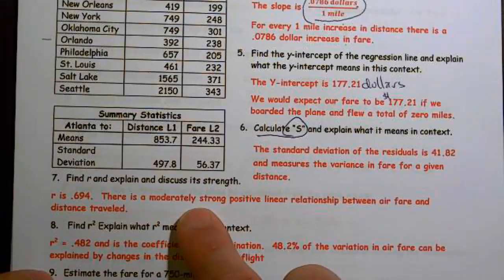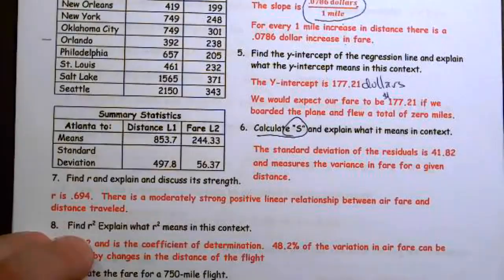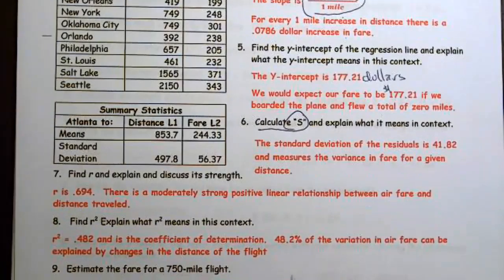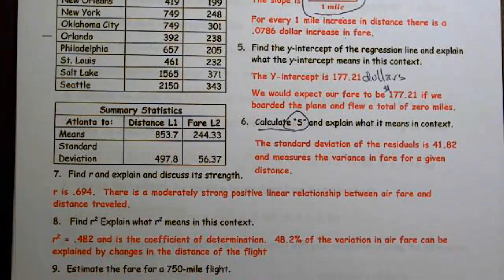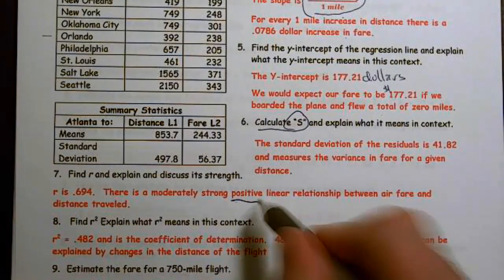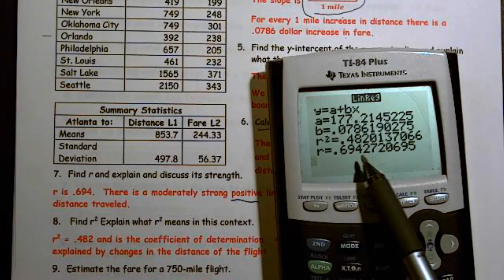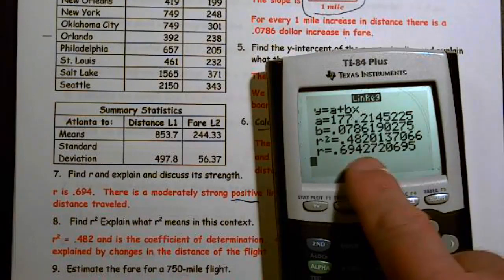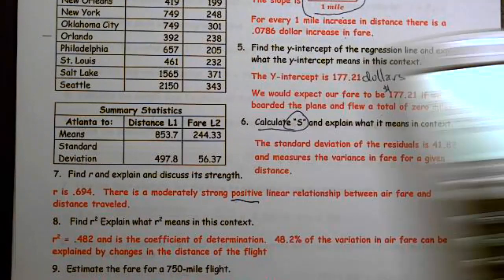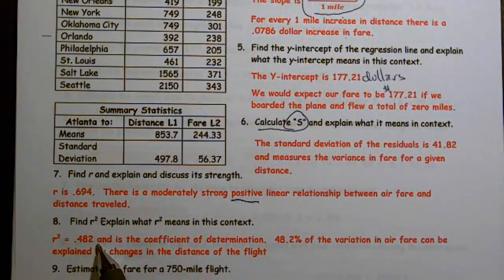So there's a moderately strong, because this falls into that category of being between 0.40 and 0.75, moderately strong positive, always need to give the direction. If it had been negative, we'd say negative. Linear relationship between airfare and distance traveled. They also gave us R squared, but really R squared is just 0.694 squared. So if I take the 0.694 and square it, I'm going to get that value. So 48.2% of the variation in airfare can be explained by changes in distance traveled.